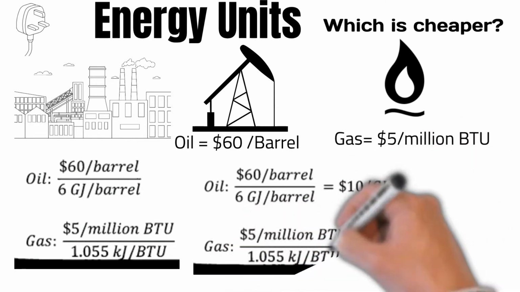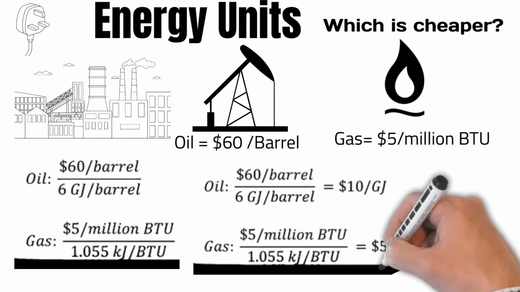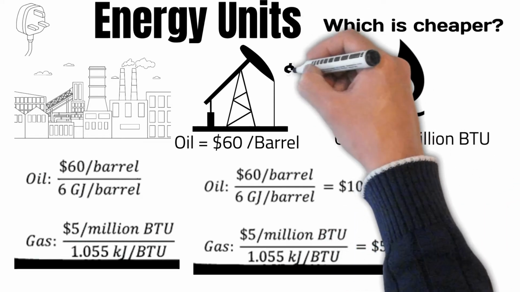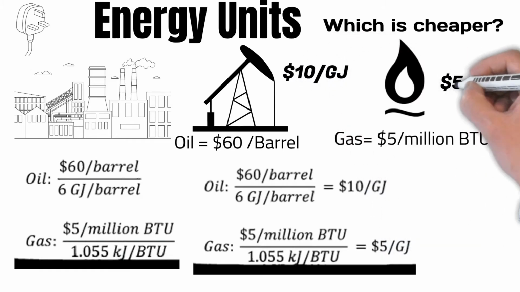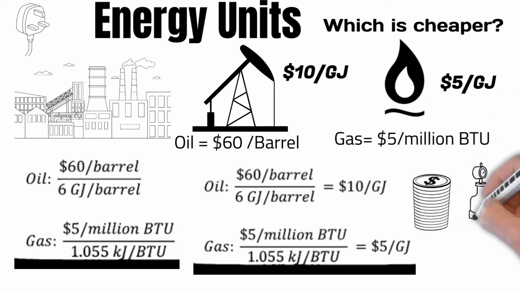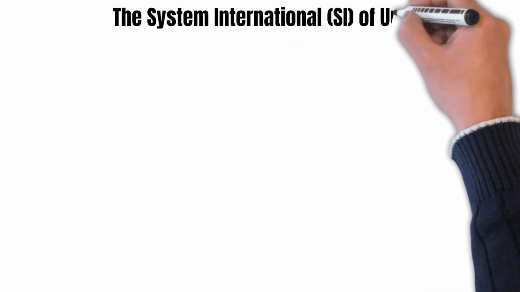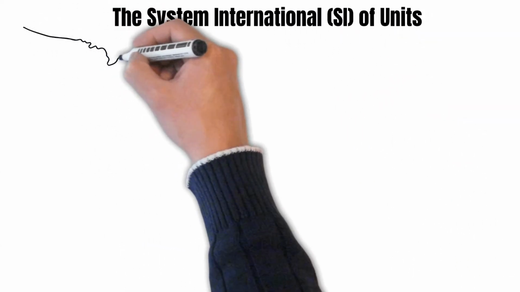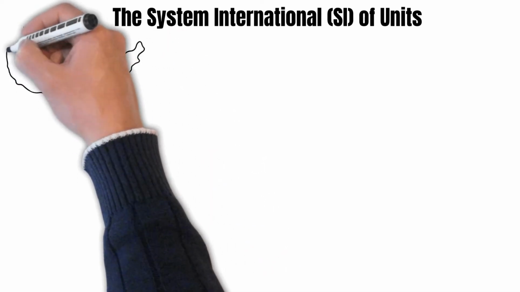If we do this conversion, we get that oil is $10 per gigajoule while gas is $5 per gigajoule. So the unit conversion makes it clear, and we know now that gas is cheaper, so the guy will choose gas. The International System is the most commonly used system of units in the world. The United States is one of the few exceptions, a country that has not formally adopted this system.